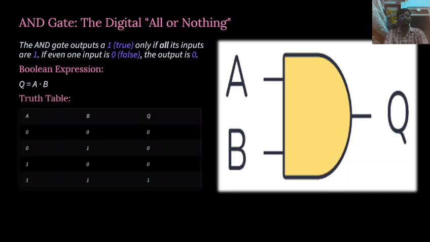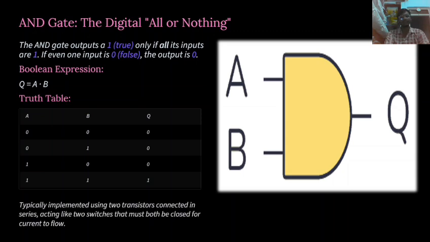Truth table: two inputs are taken, 2 power n, 2 power 2 equals 4. So we give the 4 input combinations. A 0, B 0, Q is also 0. A 0, B 1, 0 into 1 is 0. 1 into 0 is 0. 1 into 1 is 1. In the AND gate, if any one of the inputs is 0, the output will be 0. If both are 1, the output will be 1.